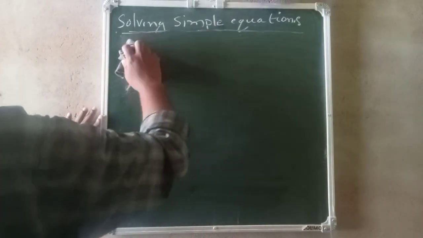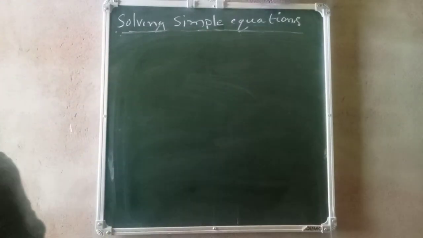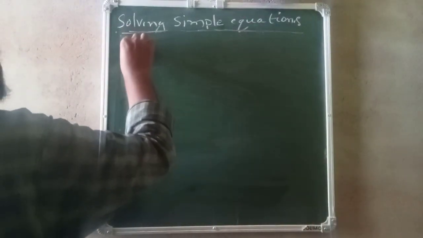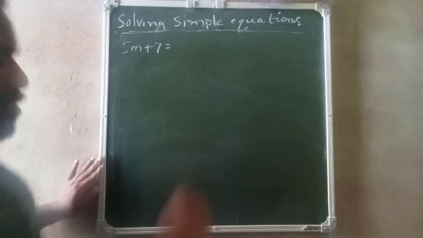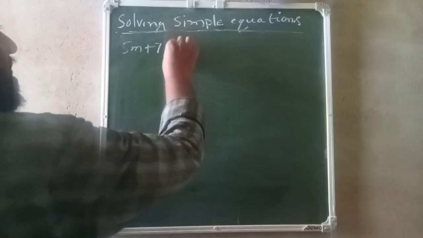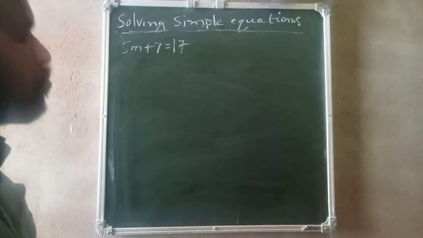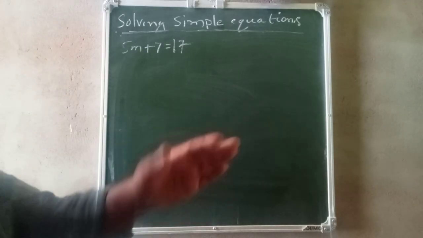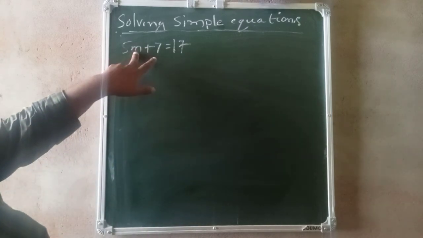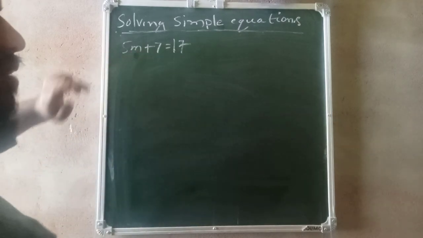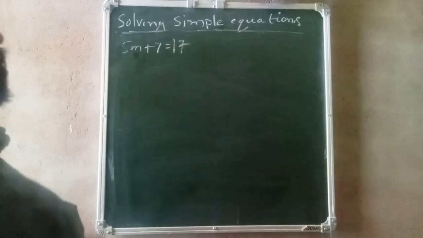Yeah, I'm back. I will write that one. Another equation I'm going to take is 5m plus 7 is equal to 17. So we have to find the value of the variable. The variable is here, M. The letter M is the variable. We have to find the value of M.